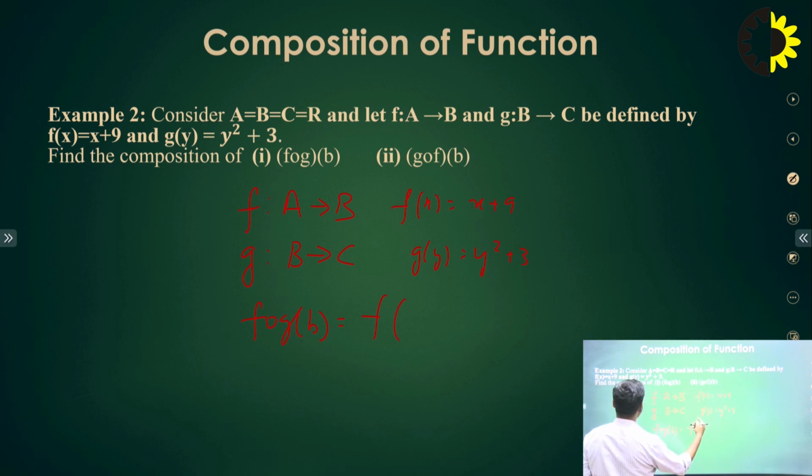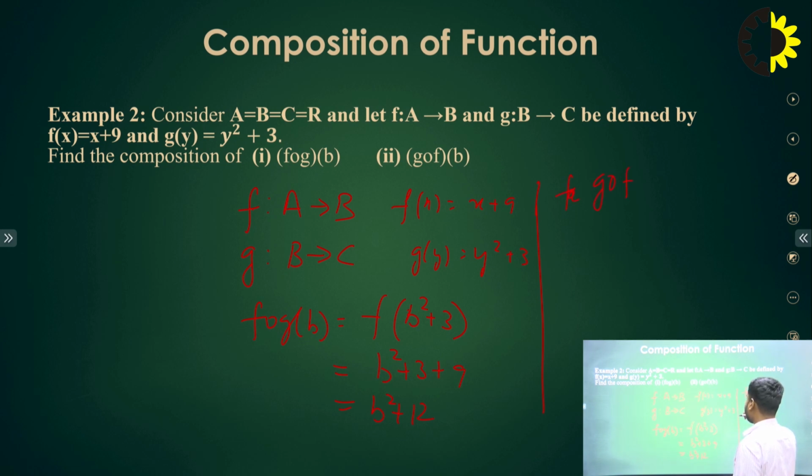Then g(y), I can take that b as y. So g(b) = b² + 3, and f(x) is x + 9, so f(g(b)) = b² + 3 + 9, which means b² + 12. This is the solution.